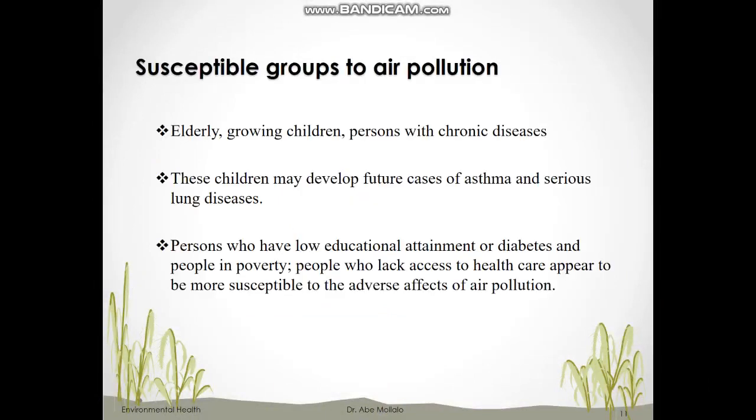Who are the susceptible groups to air pollution? Elderly people over age 65, and children because their lungs are still growing, and people with chronic diseases are at higher risk from air pollution. And children exposed to air pollution may develop asthma, lung disease, and chronic cough and respiratory irritation in the future.